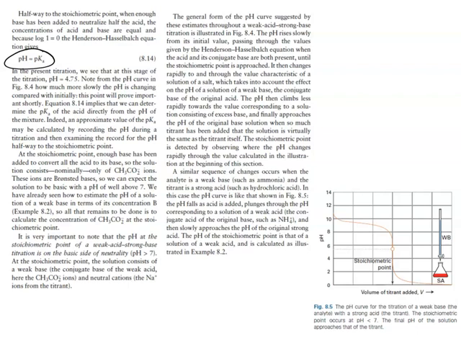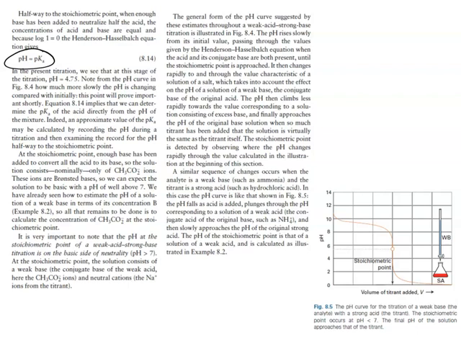It then changes rapidly to and through the value characteristic of a solution of a salt, which takes into account the effect on the pH of the solution of a weak base, the conjugate base of the original acid. The pH then climbs less rapidly towards the value corresponding to a solution consisting of excess base, and finally approaches the pH of the original base solution when so much titrant has been added that the solution is virtually the same as the titrant itself. The stoichiometric point is detected by observing where the pH changes rapidly through the value calculated in the illustration at the beginning of the section.